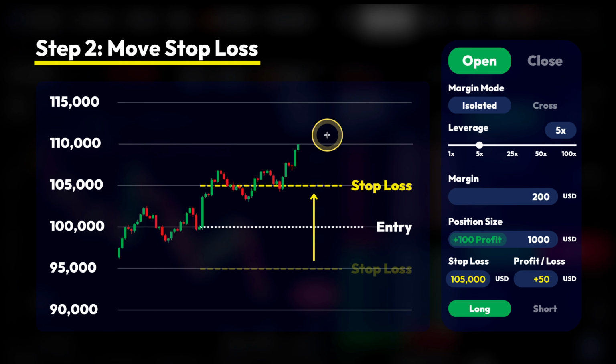However, if the price does move into our desired direction, we can move on to our second step, which is to move our stop loss above our entry. In this case, the price has gone up by 10%, so we are already $100 in profit. And what we can do now is move our stop loss, for example, to $105,000. This would mean 5% above our entry. And now at our stop loss, we would even make a $50 profit at this new price.